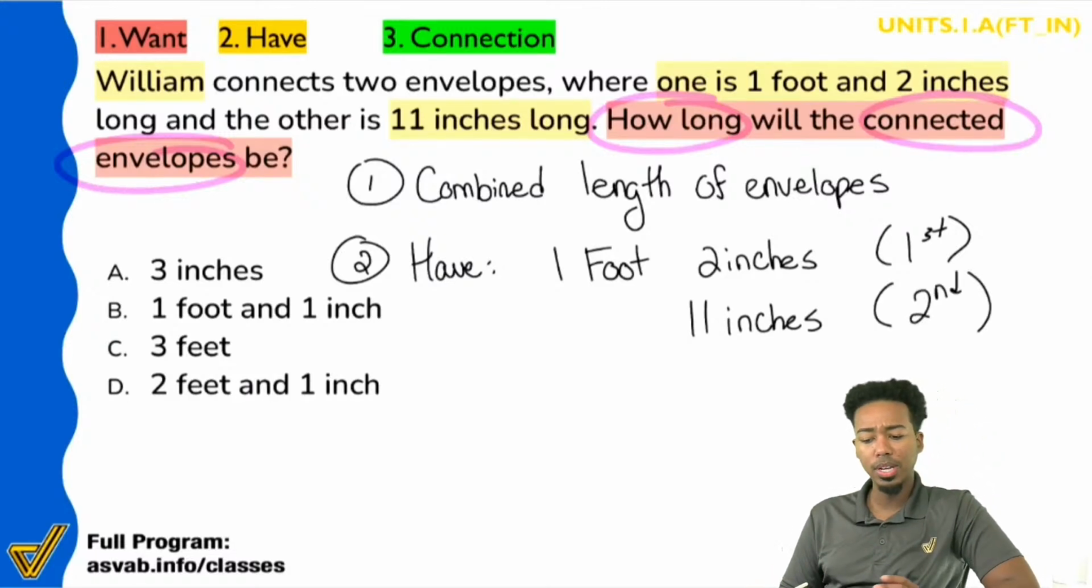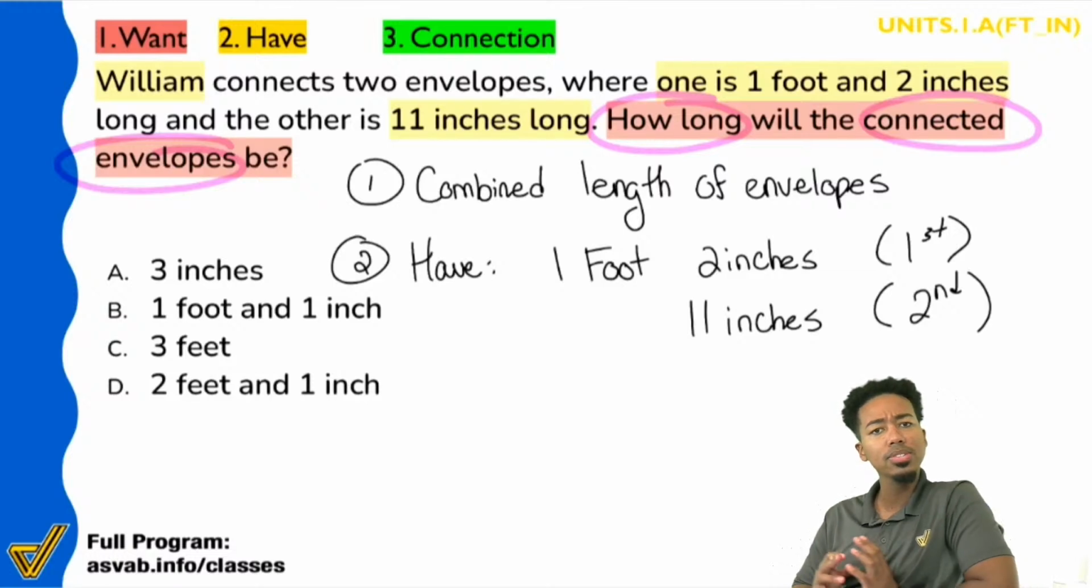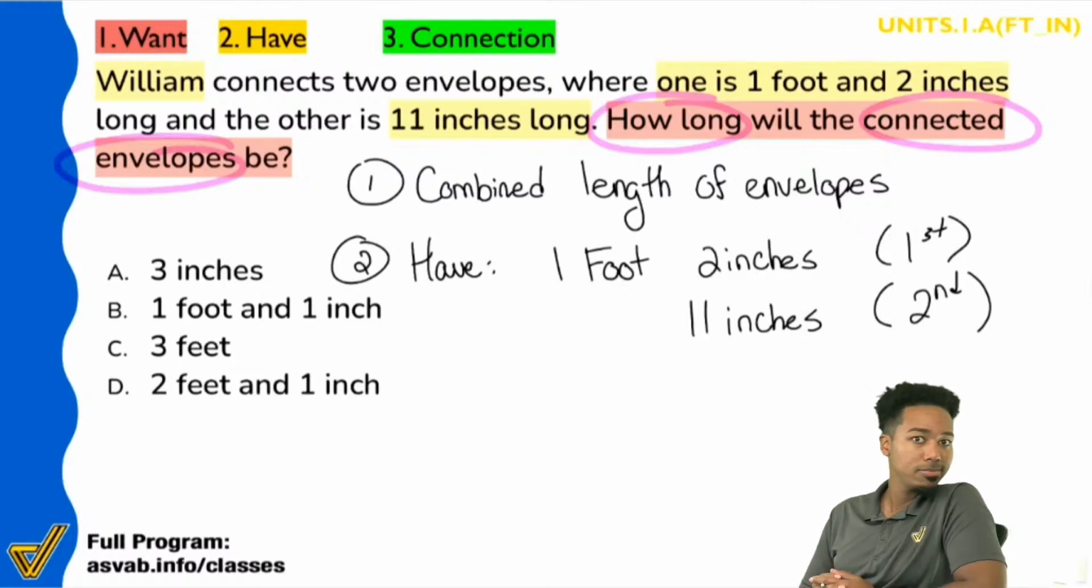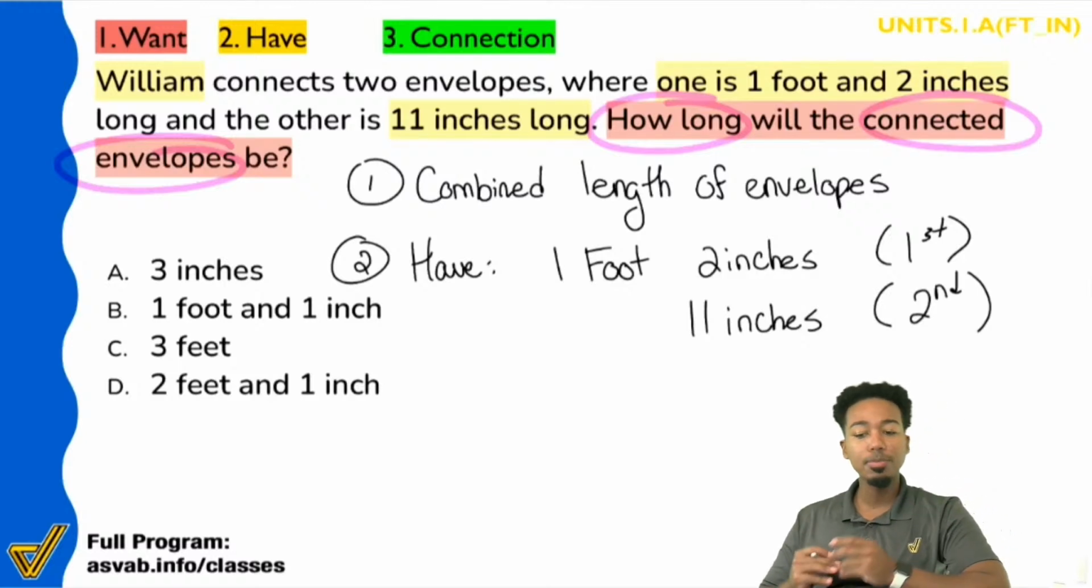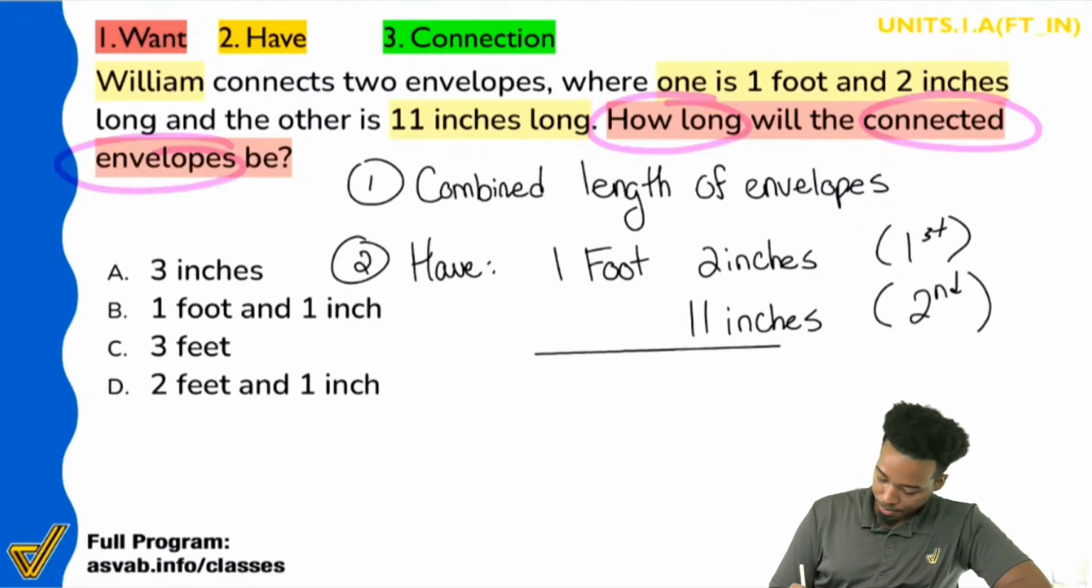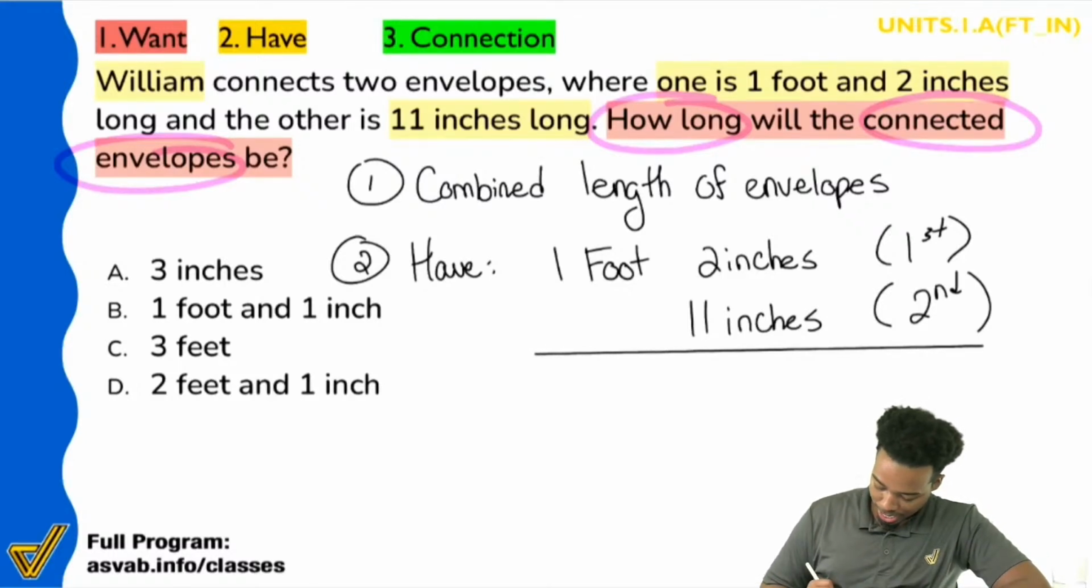And everybody, what are we supposed to do with those 2 lengths? What do we say? Combined length, combining those lengths, connecting them. That means we're going to be adding. Exactly. We're going to be adding that together. So if I do that, let's connect them.